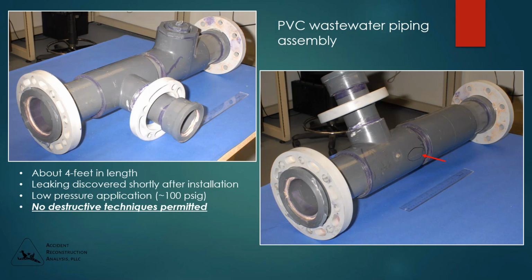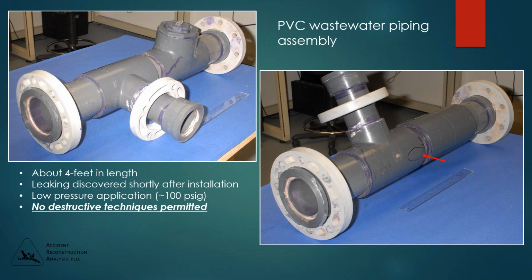The first example here is a PVC wastewater piping assembly. This component was about 4 feet in length. It was discovered to be leaking shortly after its installation. It's a relatively low pressure application, only about 100 psig. In this case, the client indicated we could not perform any destructive analysis on this component.